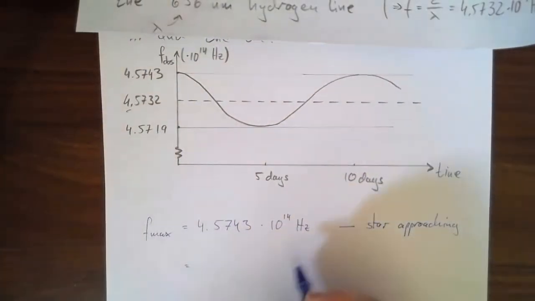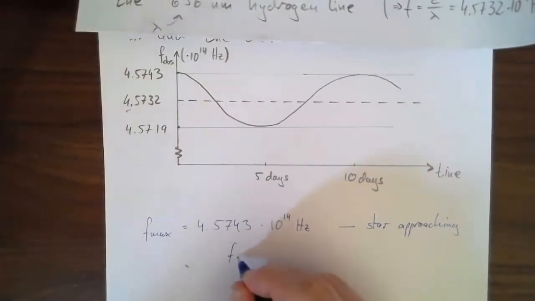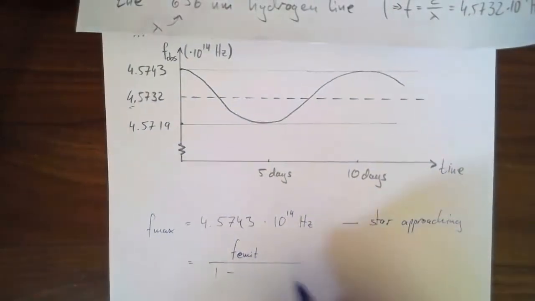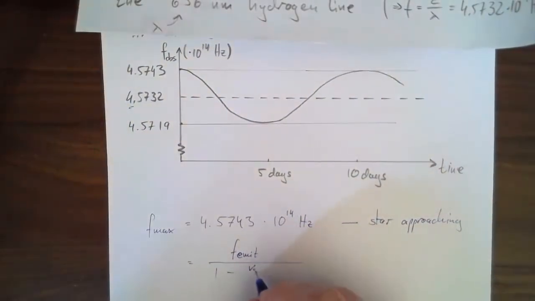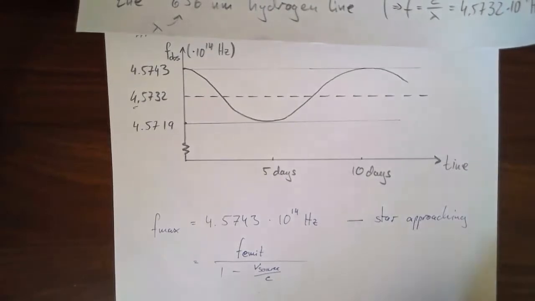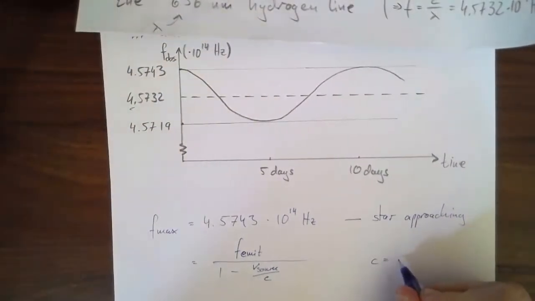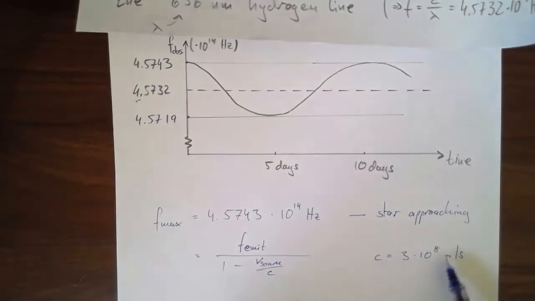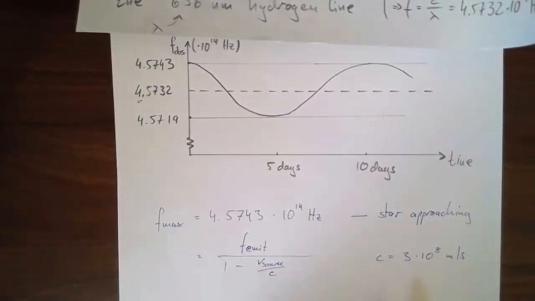But I know that that's equal to the frequency at which it is emitted, let me write emit, divided by 1 minus V of the source divided by c, the speed of light in vacuum. Maybe we should write it down once. The speed of light is about 3 times 10 to the 8 meters per second, which is very fast, but not that fast at the scale of the universe. Light takes a very long time to get to us from distant places.